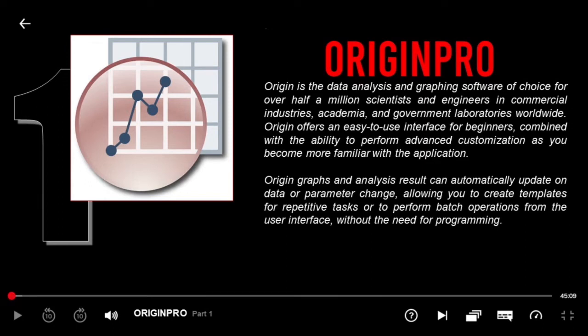Origin is the data analysis and graphing software of choice for over 500,000 scientists and engineers in commercial industries, academia, and government laboratories worldwide. Origin offers an easy-to-use interface for beginners combined with the ability to perform advanced customization as you become more familiar with the application. Origin graphs and analysis results can automatically update on data or parameter change, allowing you to create templates for repetitive tasks or to perform batch operations from the user interface without the need for programming.